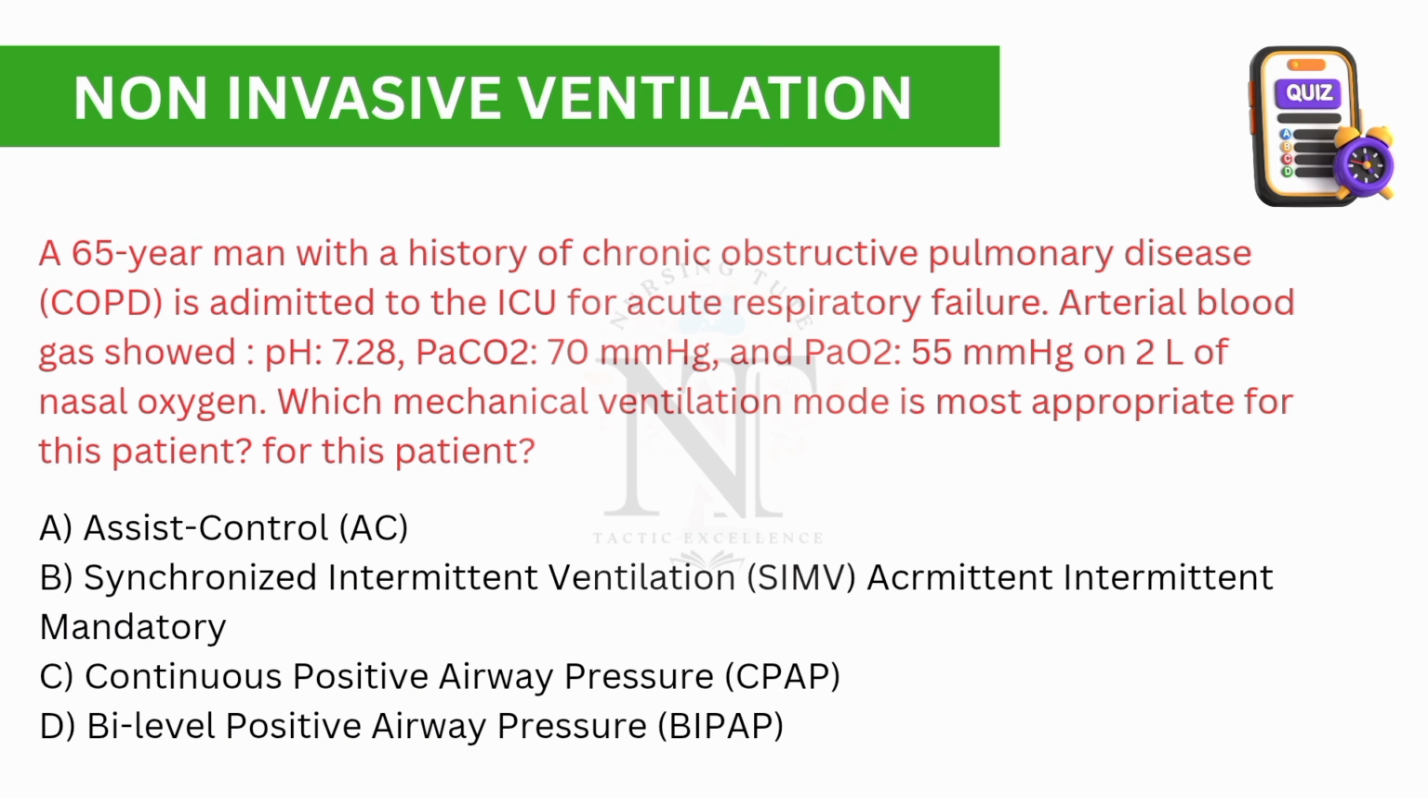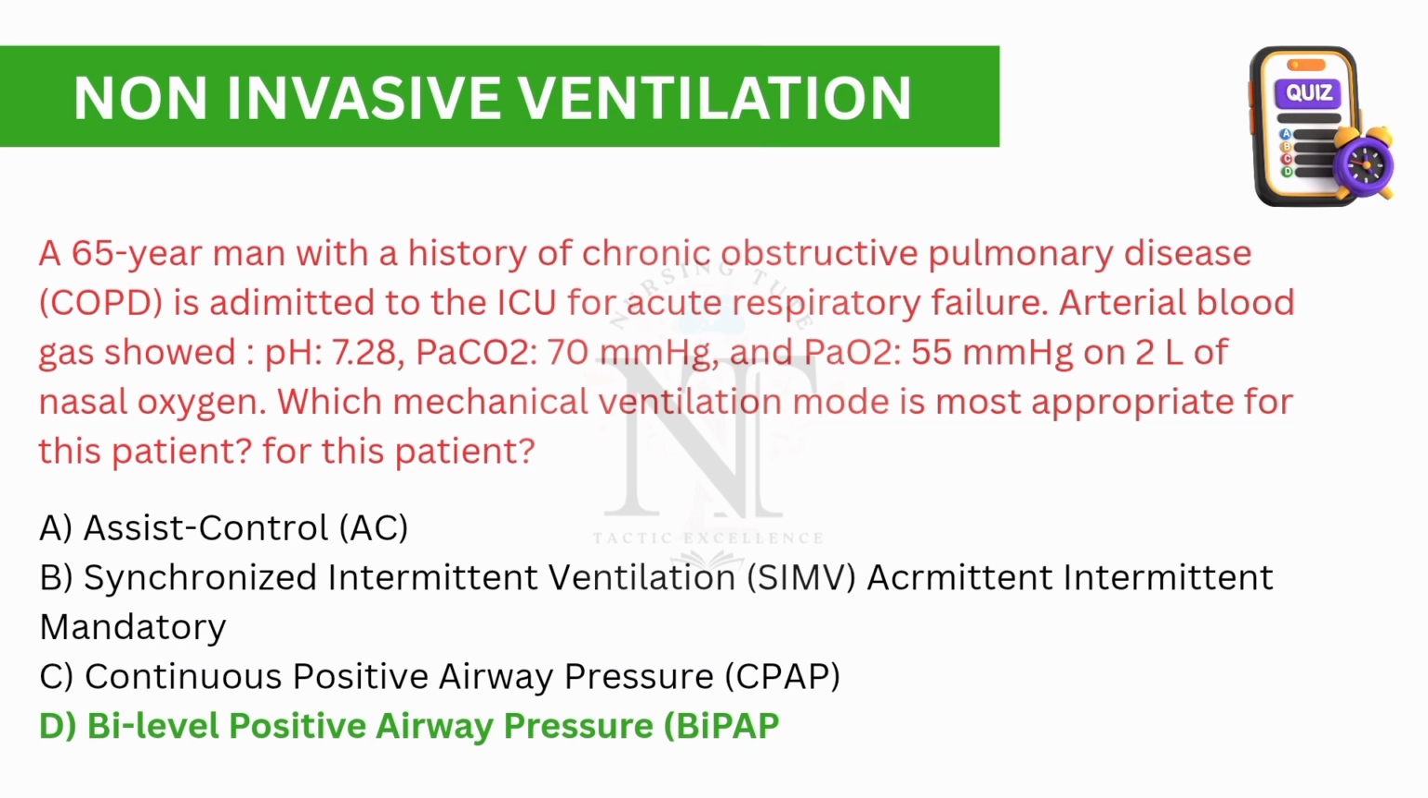Let's solve this MCQ. A 65-year-old man with a history of COPD is admitted to the ICU for acute respiratory failure. ABG shows pH 7.28, oxygenation 55 and CO2 70, and he is on 2 liters of nasal oxygen. Which mechanical ventilation mode is most appropriate for this patient? Options are assist control mode, CMV mode, CPAP and BiPAP.